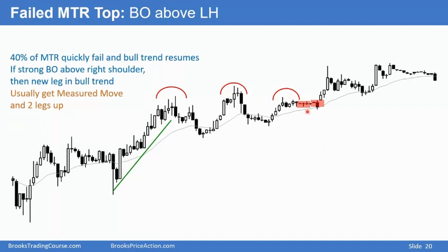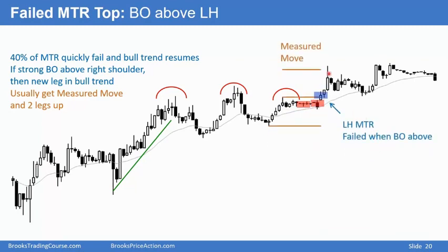When you have any kind of a top, 60% of major tops fail. 40% fail very quickly as soon as the top forms. When it does, you look for some kind of measured move up and for two legs, one, pullback, two.